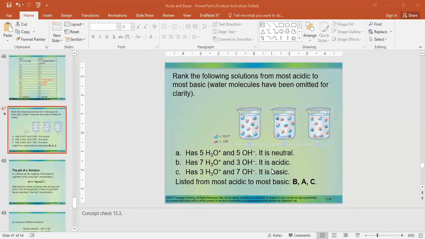So if you were to rank them in order from most acidic to most basic, the one that is most acidic is B, then followed by A. Then the least acidic is C, which is the most basic. Is that okay?